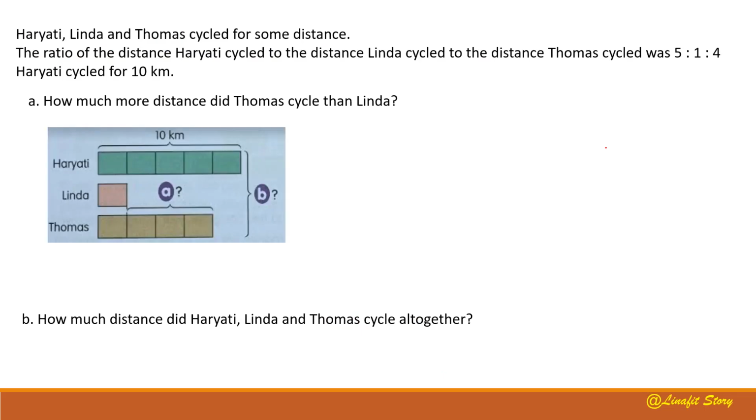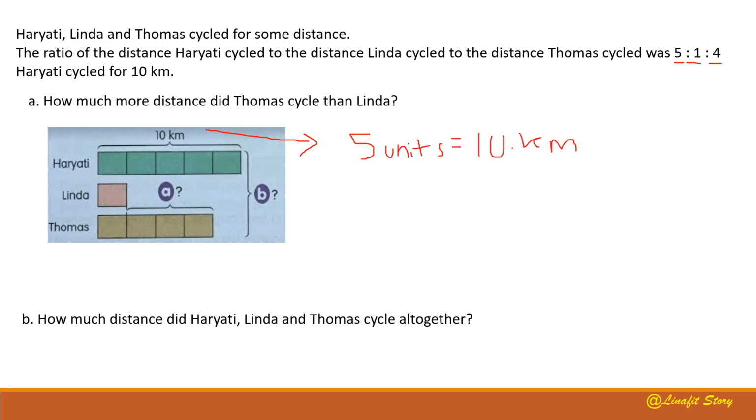Haryati, Linda, and Thomas cycled for some distance. The ratio of the distance Haryati cycled to the distance Linda cycled to the distance Thomas cycled was 5 to 1 to 4. Haryati cycled for 10 kilometers. So question A, how much more distance did Thomas cycle than Linda? As you may see from the question, Haryati equals 5 units, Linda 1 unit, and Thomas is 4 units. So Haryati cycled for 10 km, so this means 5 units equals 10 km.